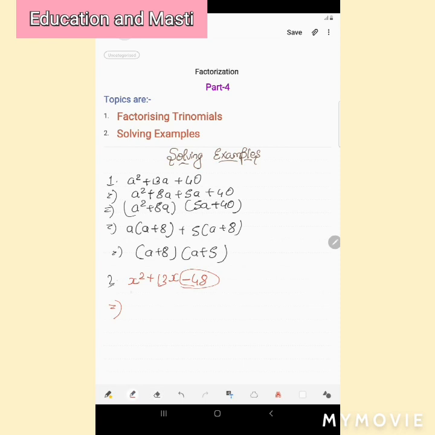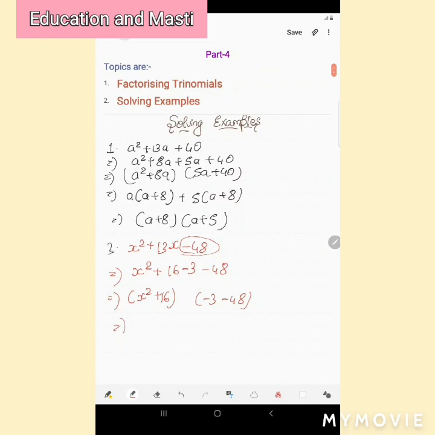Now we will write the next step. So x square plus 16 minus 3 minus 48. Okay, now we have to separate each other. So now we will take x square plus 16 in one and minus 3 minus 48 in one. Now here the common, you see there is 16x and 3x given. Sorry, I forgot to write 16x minus 3x. So here also x and here also x will be there.